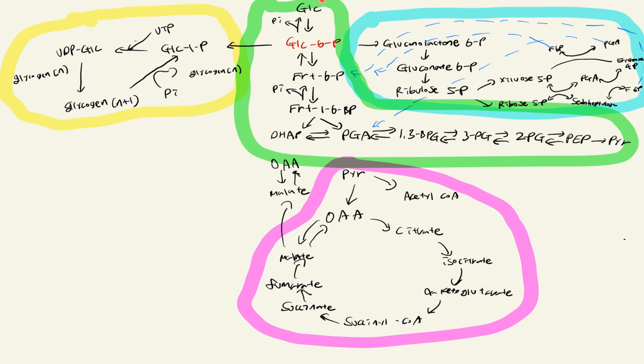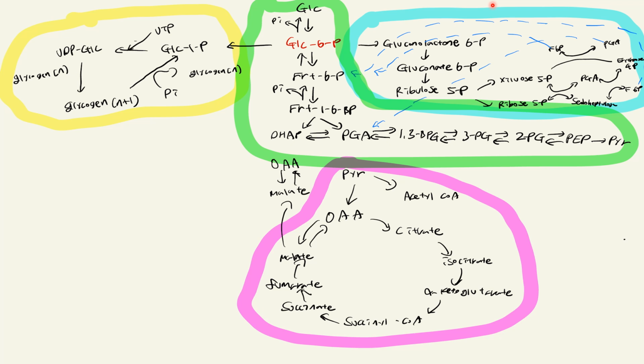The first step is that hexokinase or glucokinase converts glucose into glucose 6-phosphate by using one ATP molecule. And in the third step, phosphofructokinase 1, in short PFK1, acts on fructose 6-phosphate, converting it into fructose 1,6-bisphosphate. This step also requires one ATP molecule.